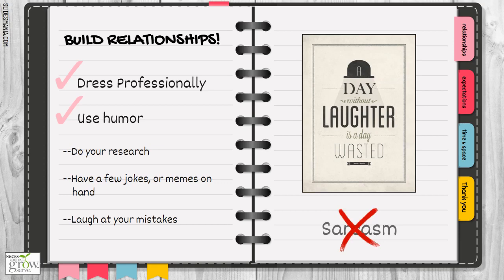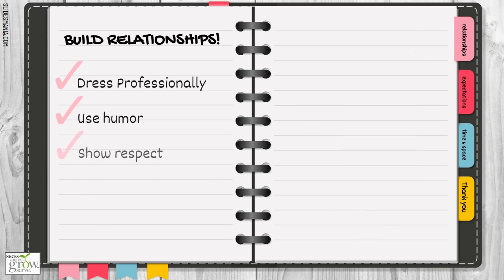Humor should heal, not hurt. It should never be sarcastic, cruel, embarrassing, or disrespectful. And this actually leads to my third tip on how to build relationships, even in the short term. And that's to show respect. Every relationship relies on mutual respect, and a teacher student relationship is no exception.